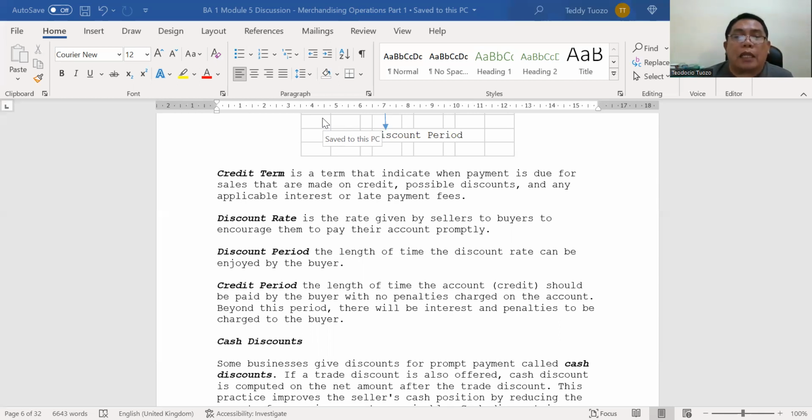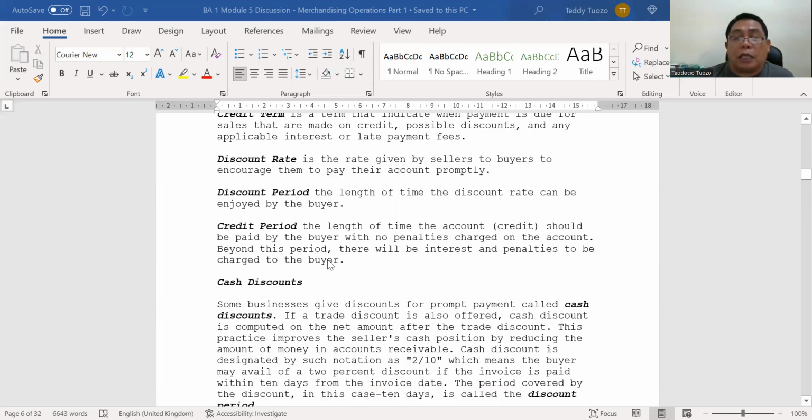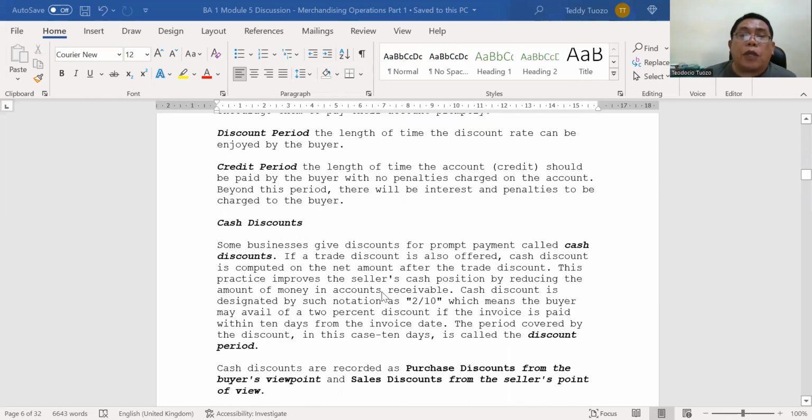The discount period is the length of time that the discount rate can be enjoyed by the buyer. The credit period is the length of time the account should be paid by the buyer with no penalties charged to the account. Beyond this period, there will be interest and penalties charged to the buyer. Cash discount: the 2% discount rate we are talking about here is what we call the cash discount. Some businesses give discounts for prompt payment called cash discounts. If a trade discount is also offered, the cash discount is computed on the net amount after the trade discount.